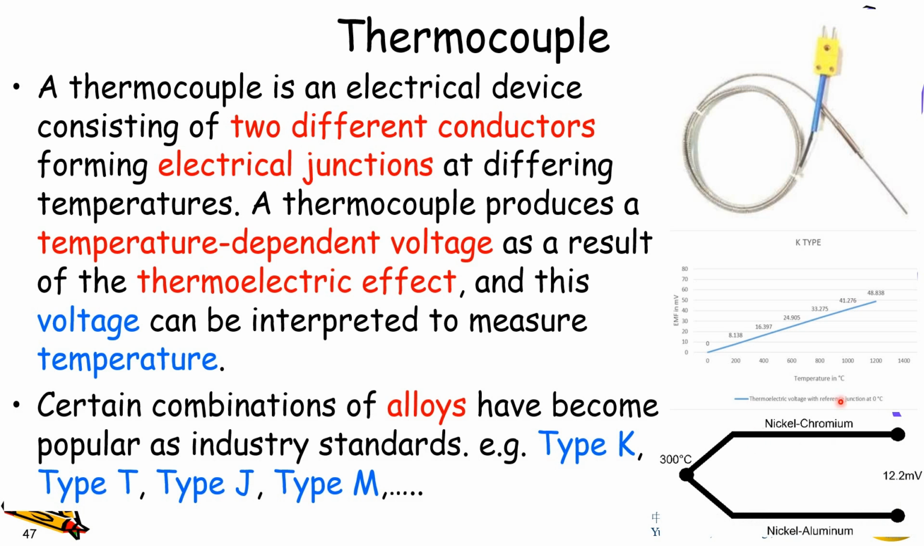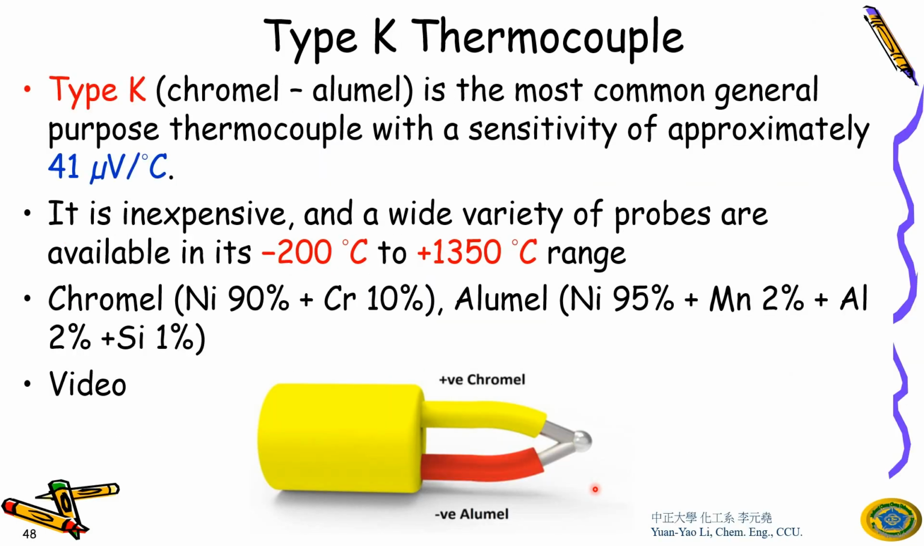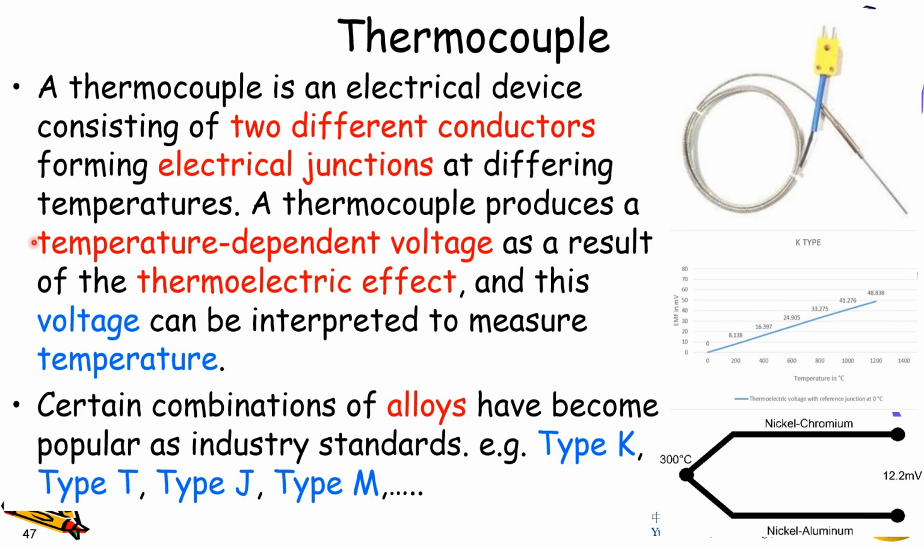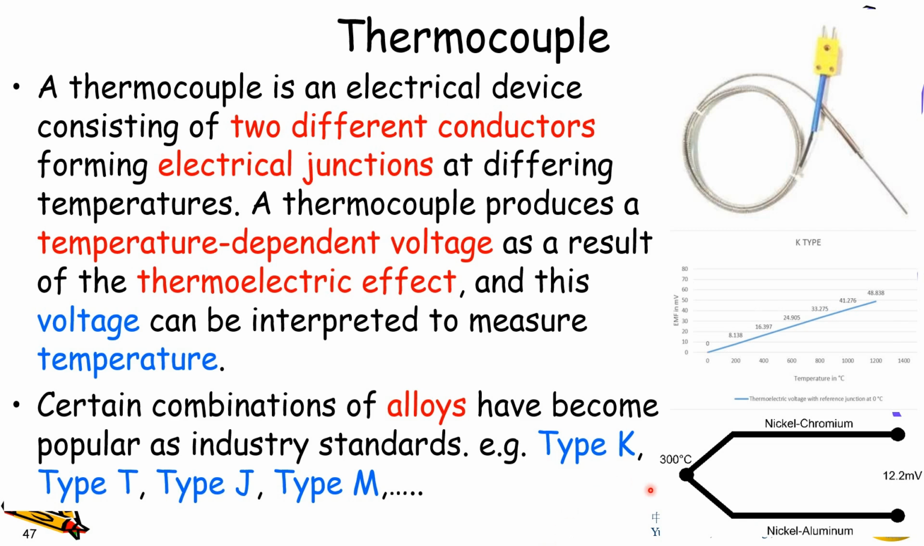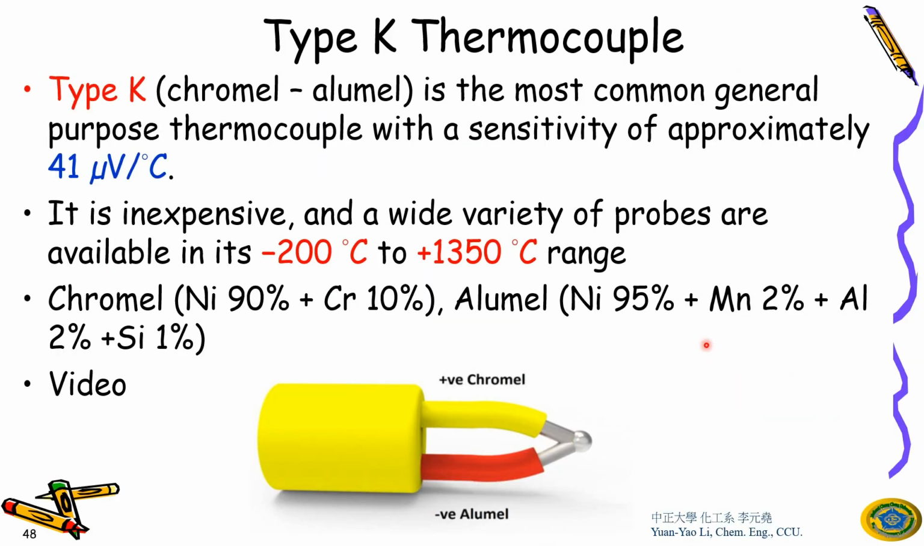It depends on the type of alloy. Certain combinations of alloys have become popular as industry standards, like type K, type T, type J, type M. Normally we use type K. You don't need to remember this, but you need to remember this sentence, and you need to draw this picture to show me what you understand. This is type K.